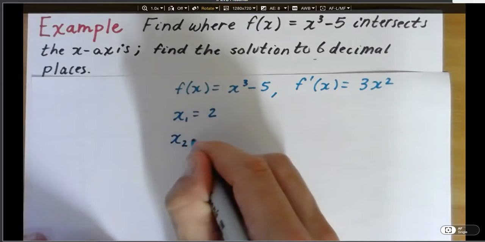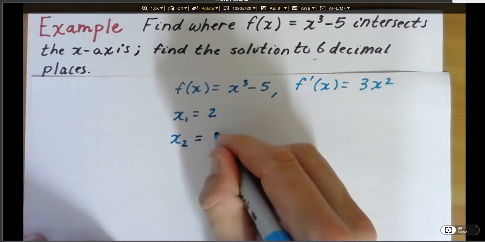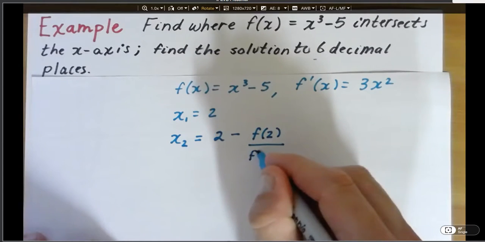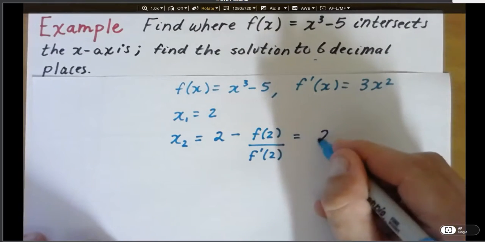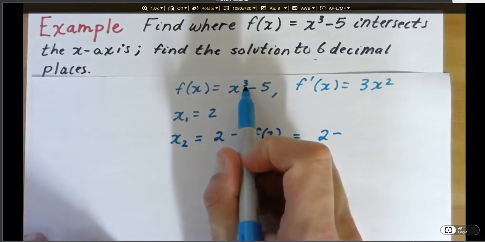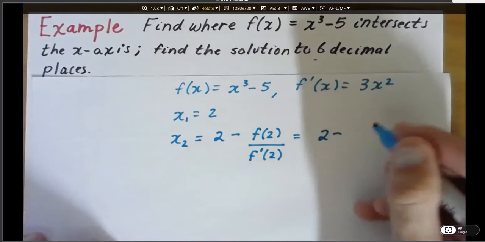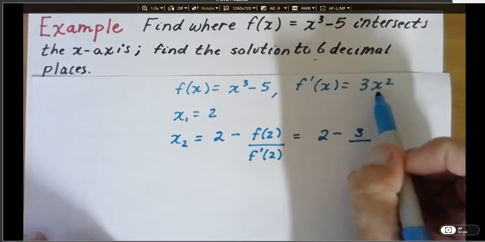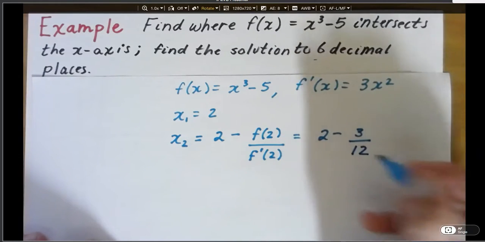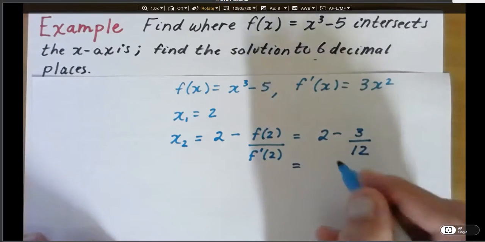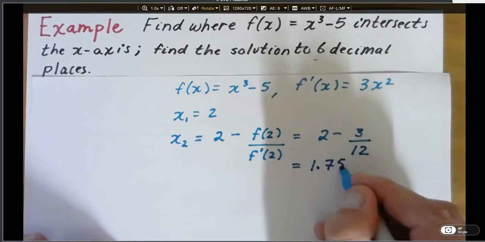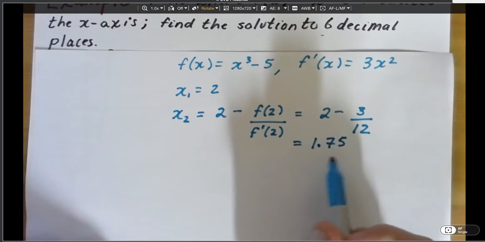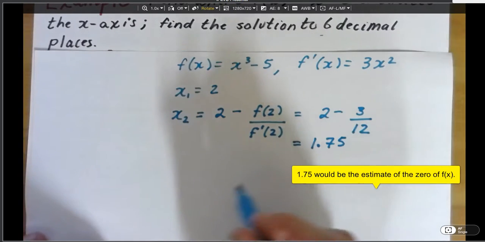That means x sub 2 is equal to x sub 1, which was 2, minus f of 2 over f prime of 2. So that's 2 minus f of 2: 2 cubed is 8, minus 5 is 3, over f prime of 2: 2 squared is 4, times 3 is 12. So we get 2 minus a quarter, which is 1.75. Not too bad there. So this is guessing that our zero is 1.75. Let's see if we can get it closer.